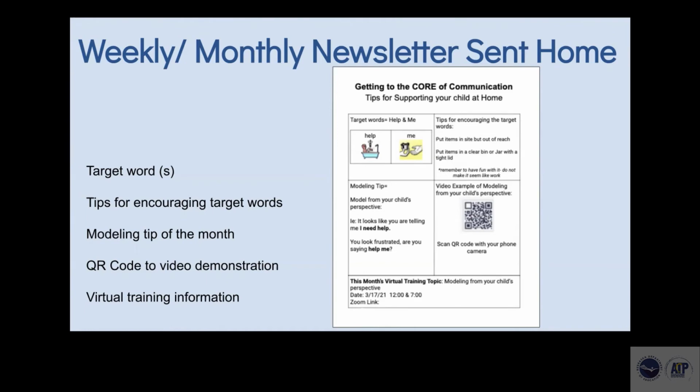Tips for encouraging the use of those target words, like putting things out of sight or out of reach, put things in a clear bin or a jar, and remember to have fun with it. Don't make it seem like work or get them too frustrated. Some modeling tips that we provide. QR code then also. So the QR code, the parents can scan that, and there's a little video that demonstrates what we're asking them to do. And we also then have the information about our virtual training that is coming up next.